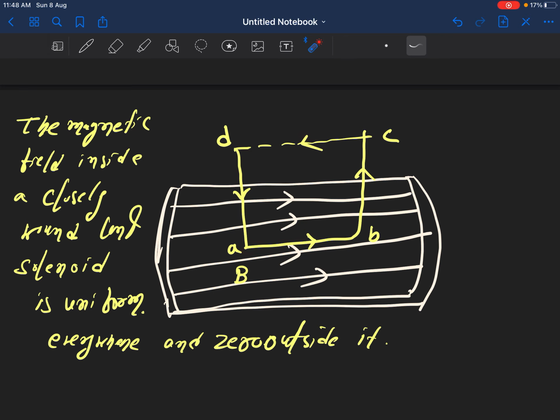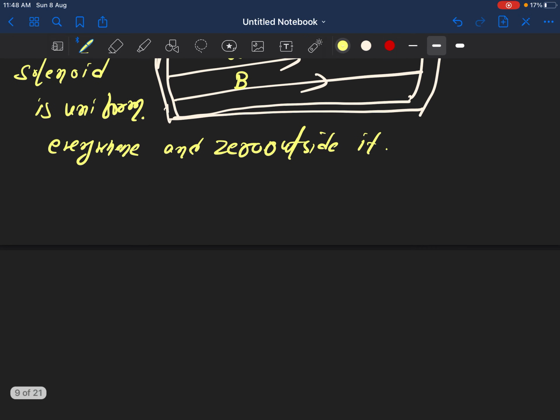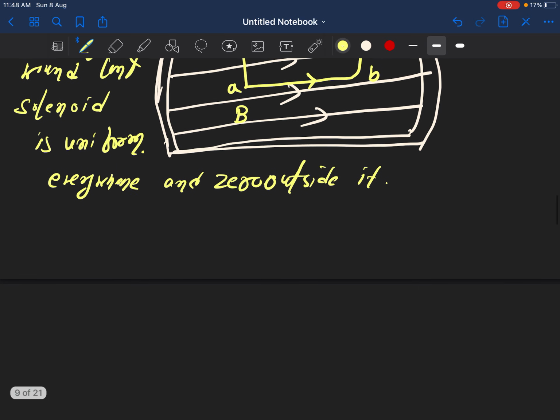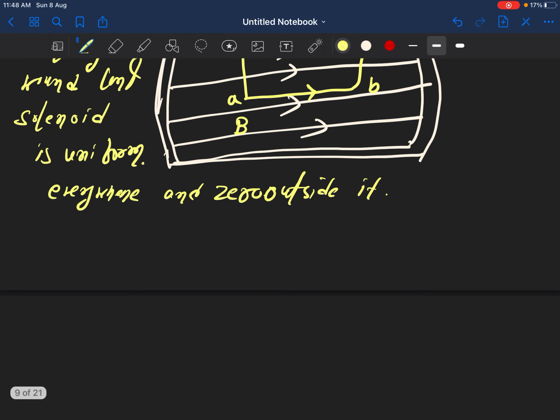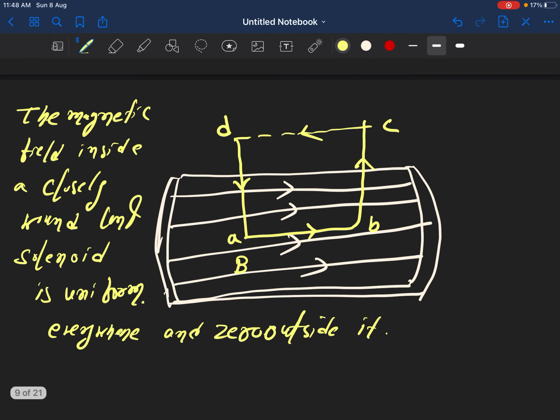Now you have to find out the magnetic field due to this solenoid. So first you have to consider a rectangular part A, B, C, D as the Amperian loop. Okay, so this is a rectangular part you can see here.